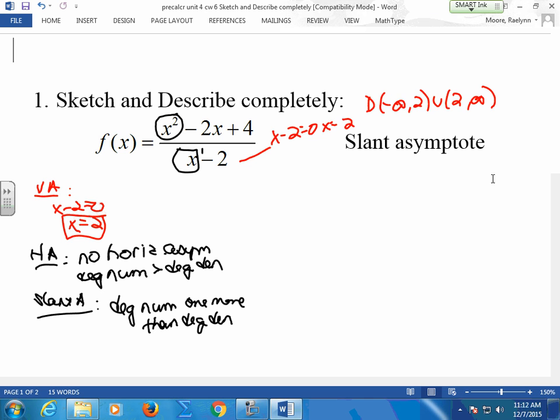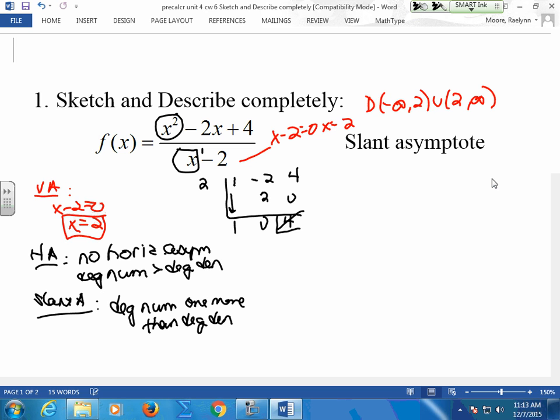Now my slant asymptote says, in order to find it, I'm going to do synthetic division. I'm going to take my coefficients out of my numerator, 1, -2, 4. I'm going to divide by my 0, and what would it be? 2. I'm going to bring this down. It's kind of nice because we don't really care about the remainder part, but we're going to do this part. We bring this down. We have a remainder of 4. Cross out your remainder. I don't care about the remainder.